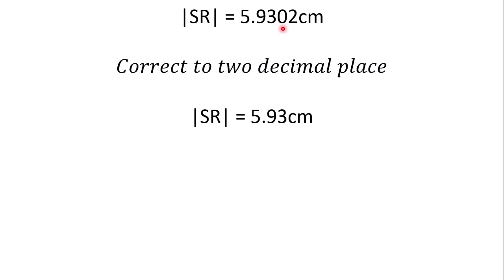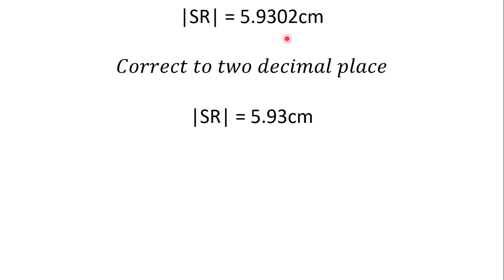So if this 0 appeared to be 5, we would consider it as 1 and add it to this 3, and it would be 4. But here this 0 falls between 0 to 4, so we take it as 0, and we will not add it. Even when we add, we're just going to get 3 plus 0, that will give us 3.